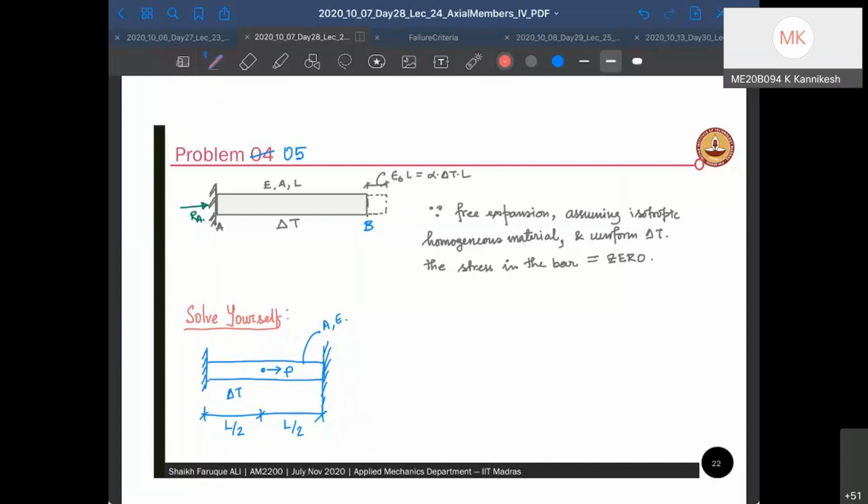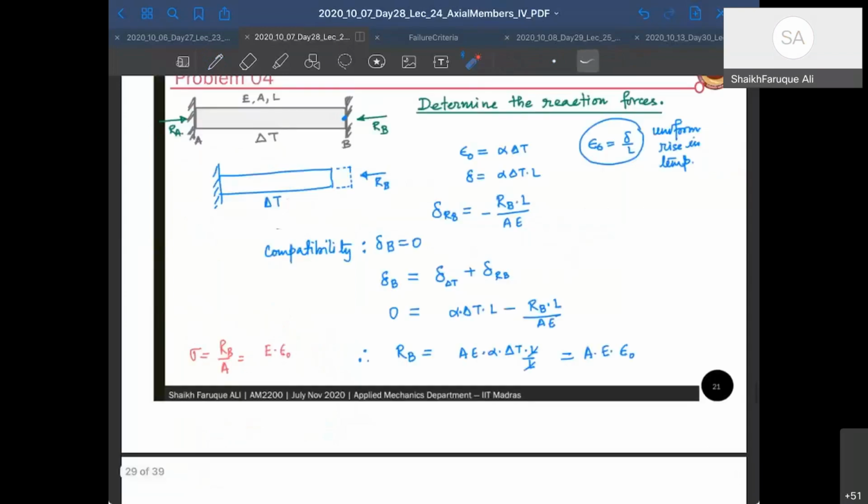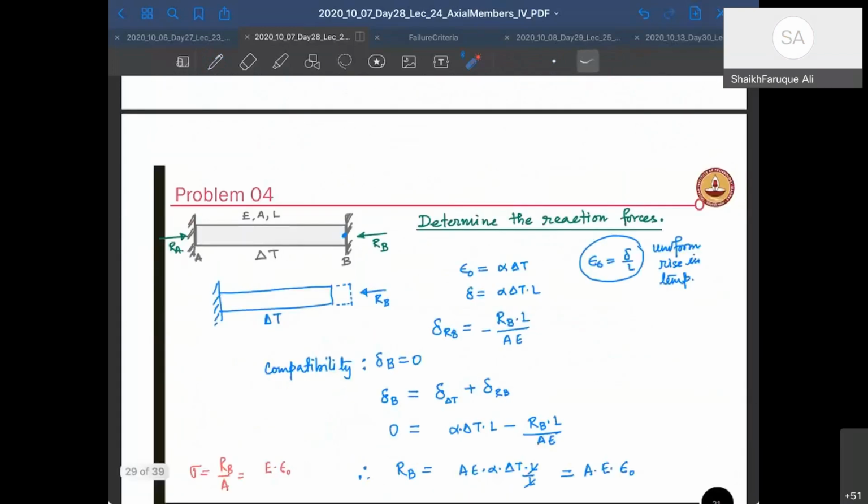Okay. Now solve this one yourself. Okay, with a P force inside. How are you going to solve it? I hope it won't be difficult for you to solve. Only thing, the equation of this compatibility will change. So delta RB will change. Delta RB will be due to RB as well as due to P.